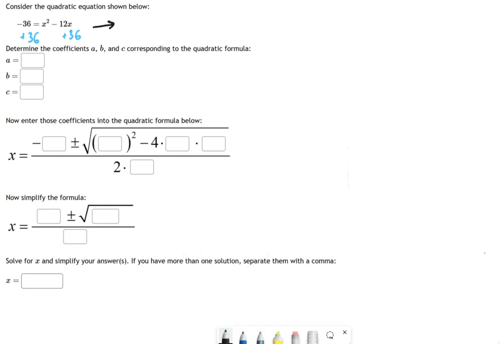I bring my equation over here, and now it's 0 on the left, and it's x squared minus 12x plus 36. Now that's kind of important. If you're going to use the quadratic formula, it needs to be 0 equals your formula, or your formula equals 0, but you need to have 0 on one side.